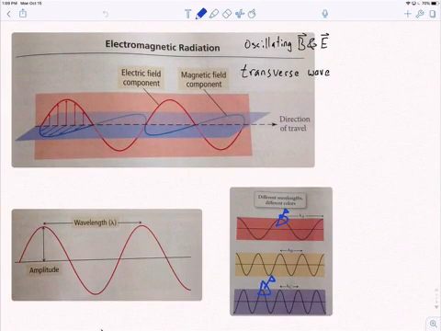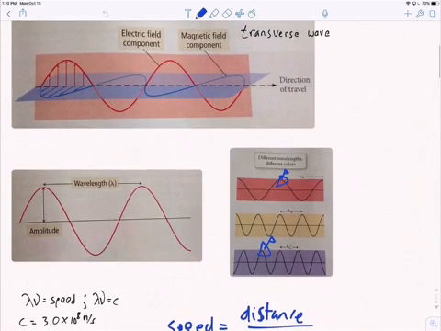And they all travel at this speed. Electromagnetic radiation travels at the speed of light. And some terminology here. If you look at a wave, the height of the wave is the amplitude of the wave, and then the length of the wave, you can do it from peak to peak, trough to trough. The top is called the peak, the bottom is called the trough.